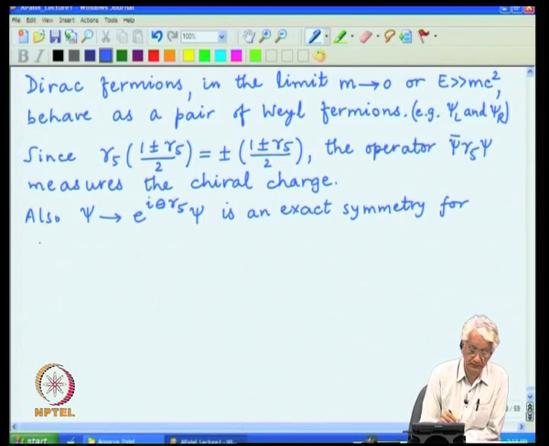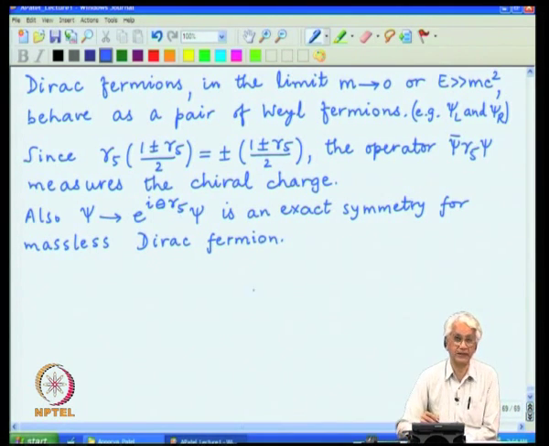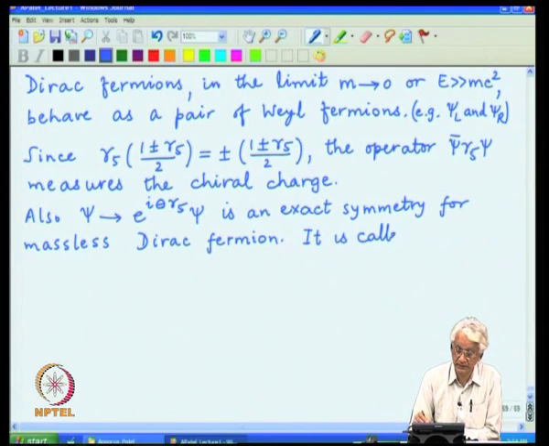for massless Dirac fermion, for the simple reason that gamma phi commutes with the matrices alpha. They anti-commute with the matrix beta, but beta is the matrix which drops out in the limit of the mass going to 0. So, under this transformation the equation remains unchanged, and that is called chiral symmetry.